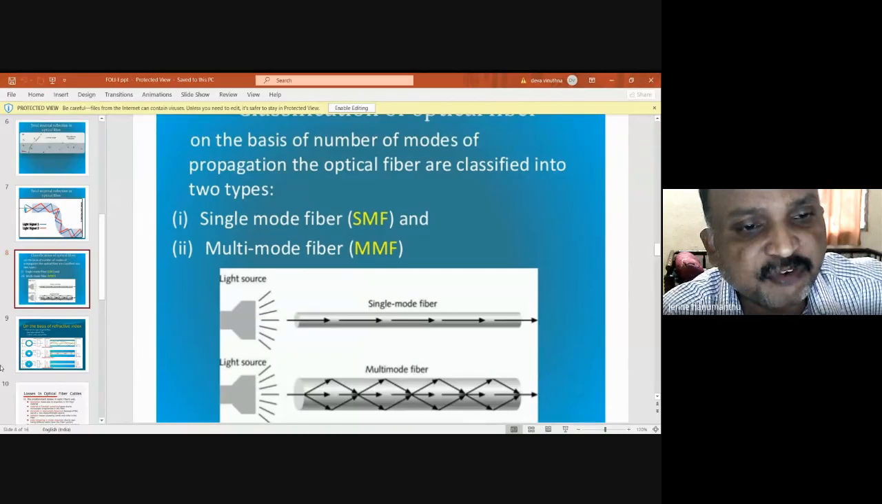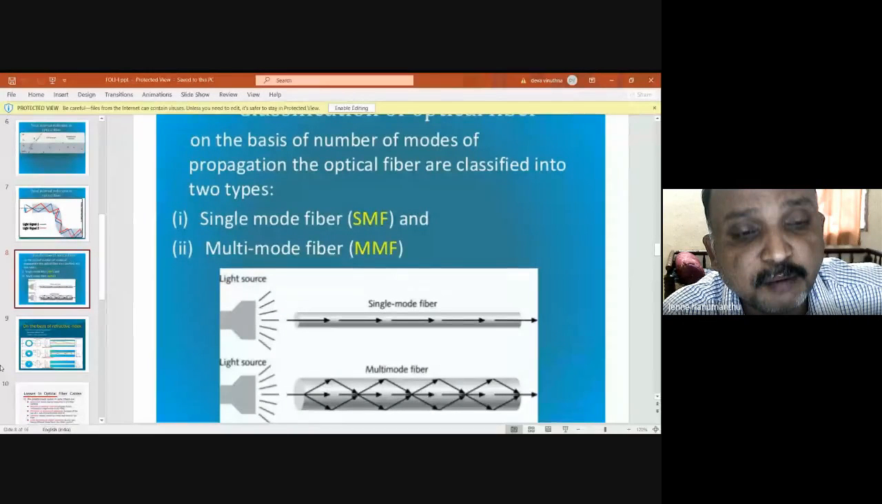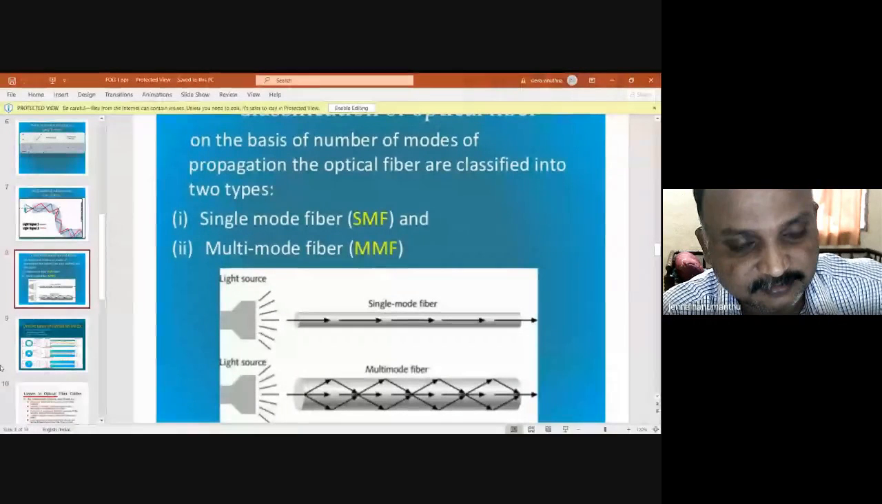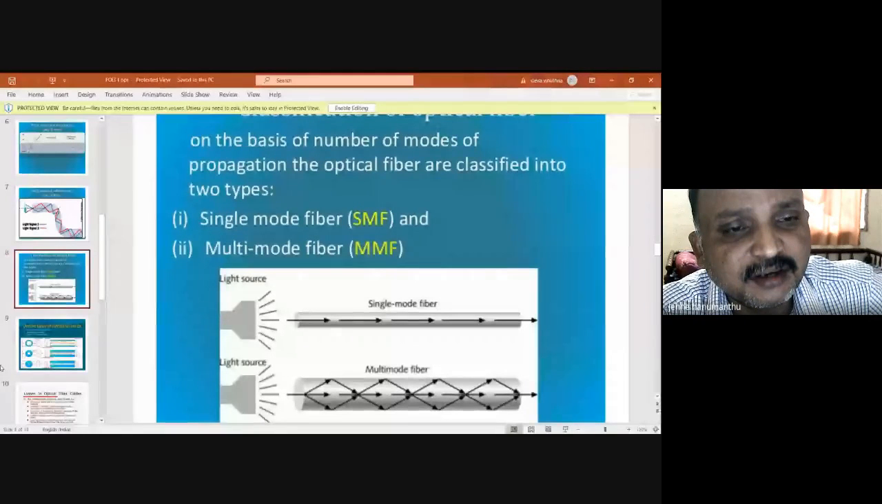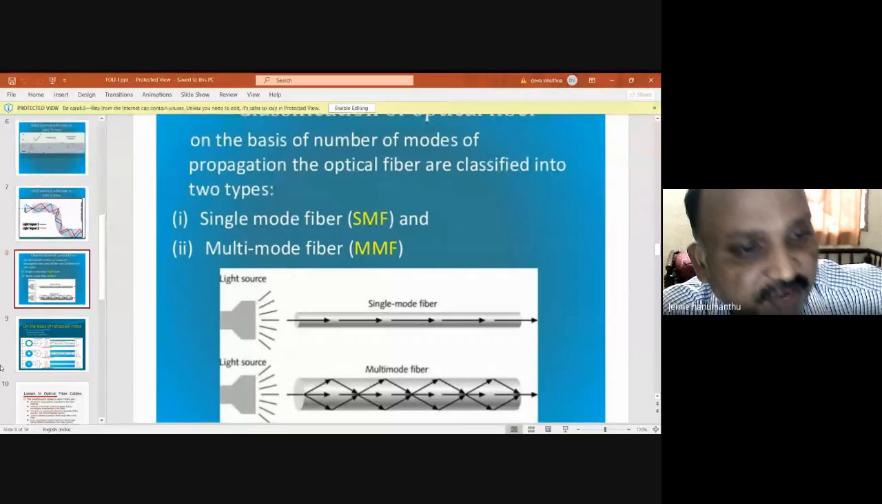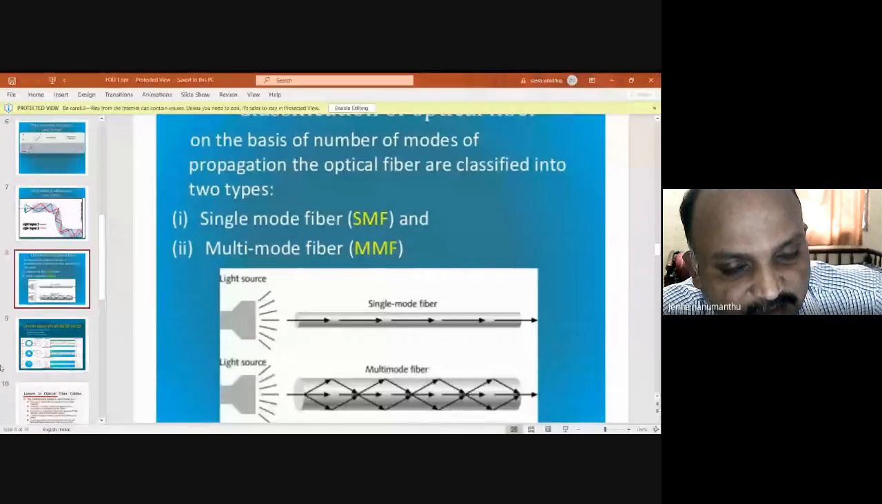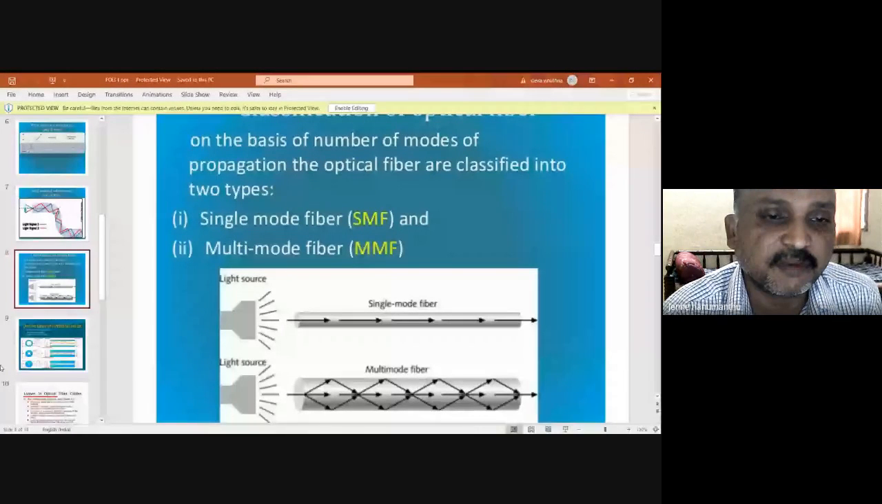So in the single mode fiber, what is called single mode means the light is going to choose only one path for propagating throughout the fiber. That is the meaning of single mode fiber. There are different fibers available, and we can design as per our requirement. In a single mode fiber, the light is going to choose one path for propagation. So that is called the single mode fiber type.